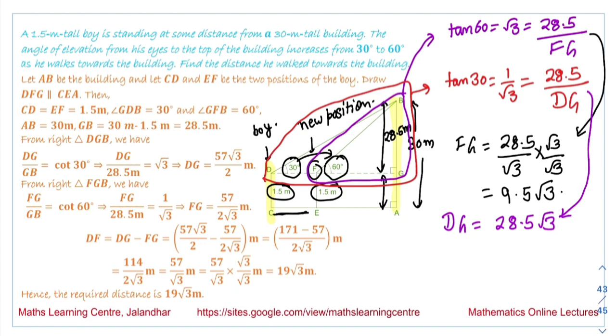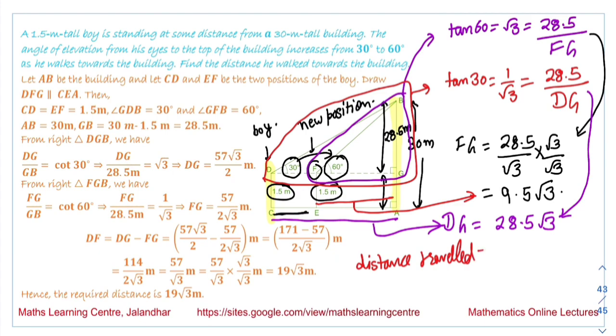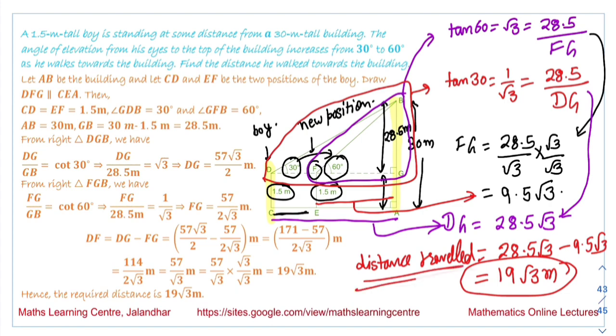So we have this length DG and this length FG. How much distance has he traveled? The distance traveled will be equal to 28.5 root 3 minus 9.5 root 3, and the answer we obtain for this is 19 root 3 meters. This is the distance that we had to calculate.